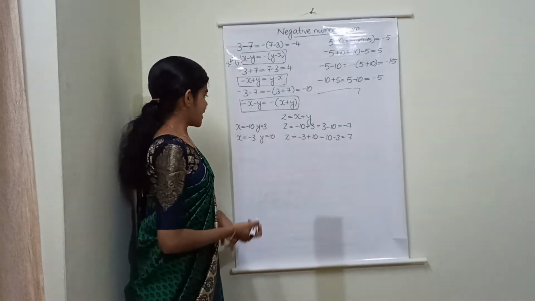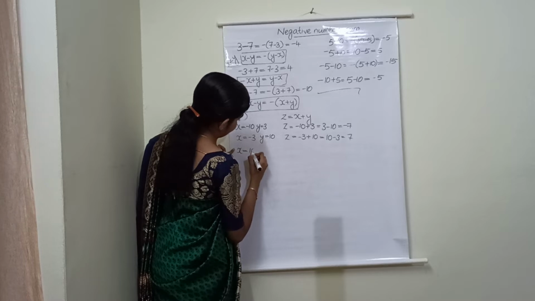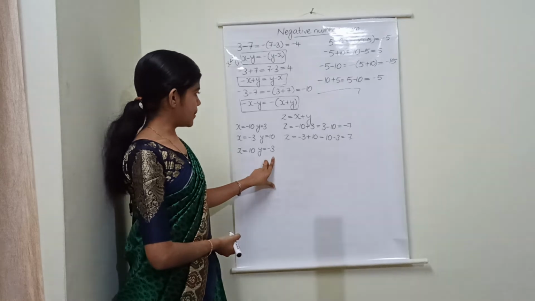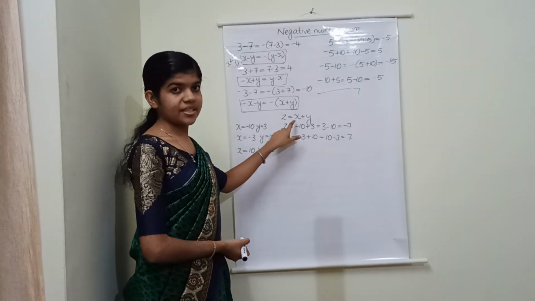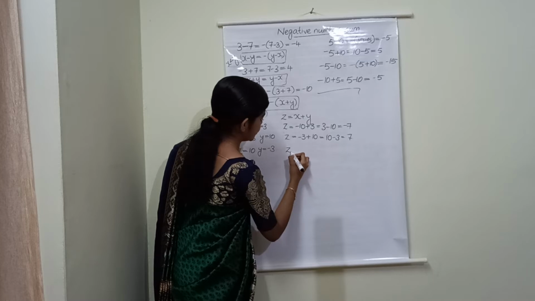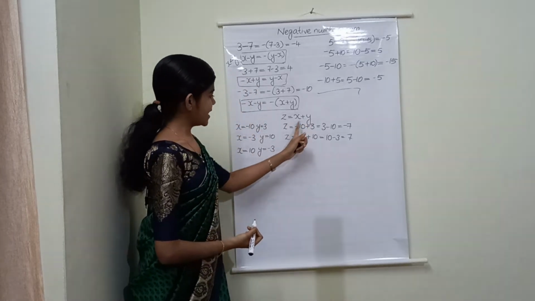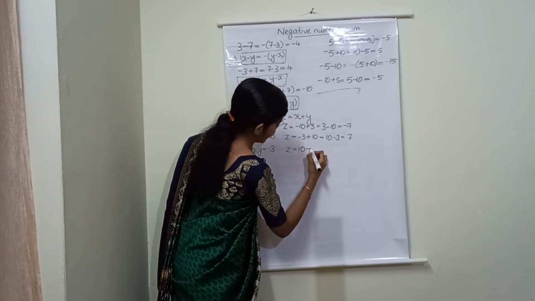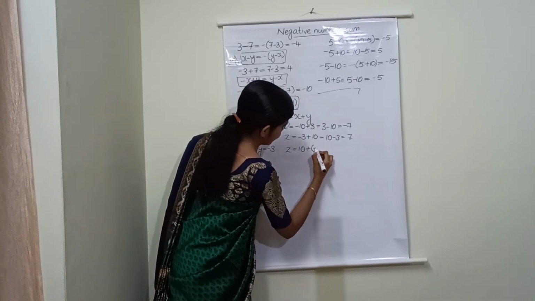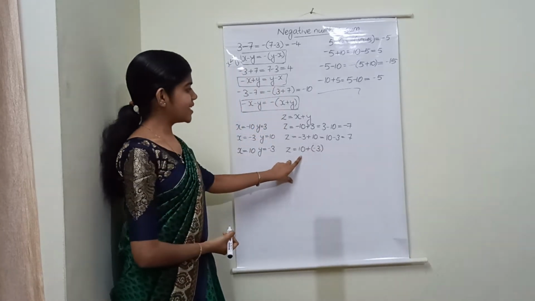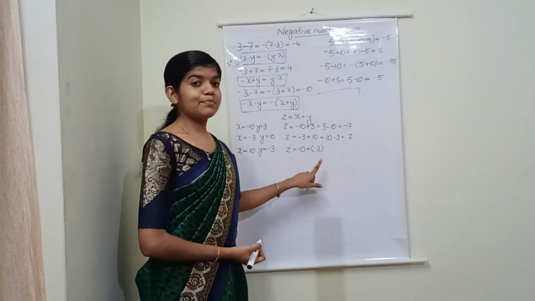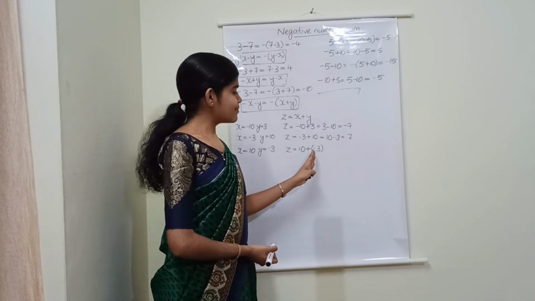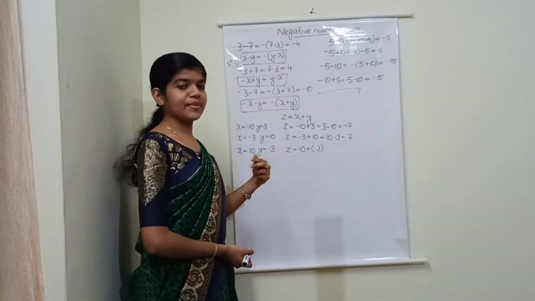Next consider x equal to 10 and y equal to minus 3. Substituting the value in this equation, what do we get? Z equal to 10 plus minus 3. What is 10 plus minus 3? What do you mean by adding minus 3?